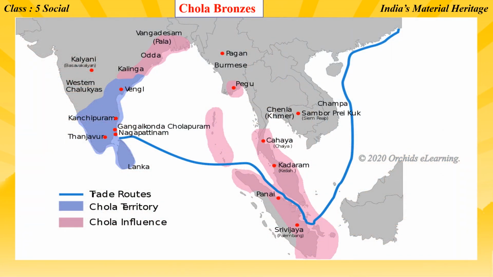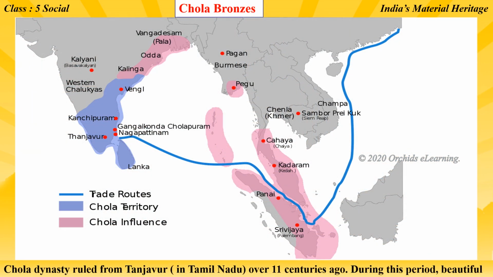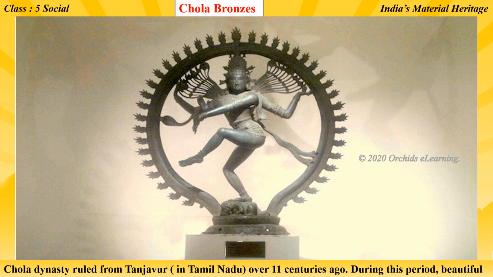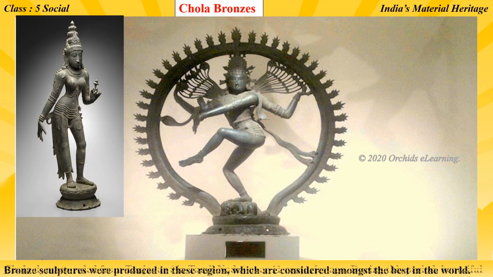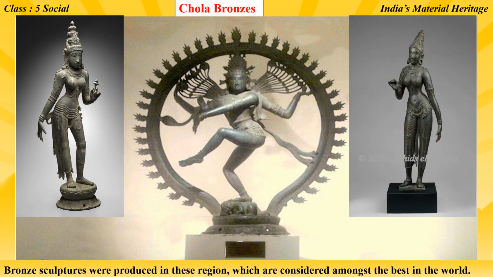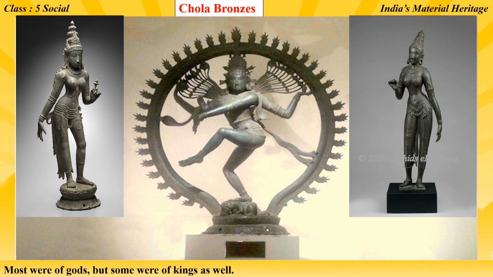Chola bronzes. The Chola dynasty ruled from Tanjavur, in Tamil Nadu, over 11 centuries ago. During this period, beautiful bronze sculptures were produced in these regions, which are considered amongst the best in the world. Most were of gods, but some were of kings as well.